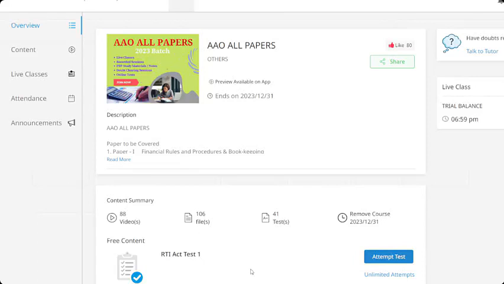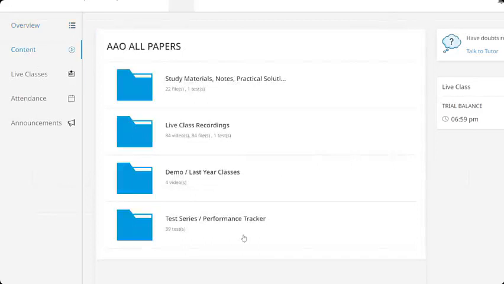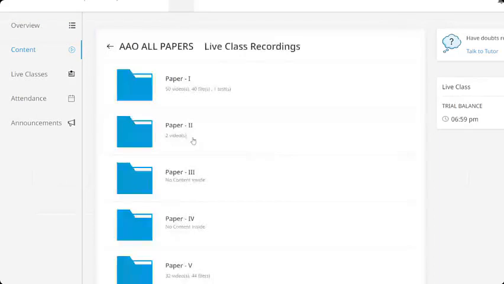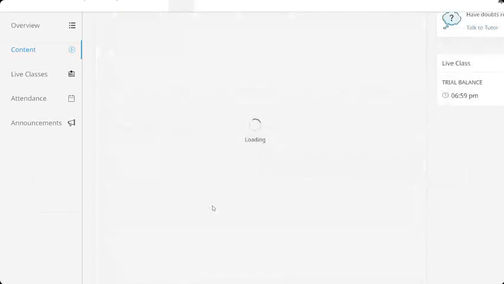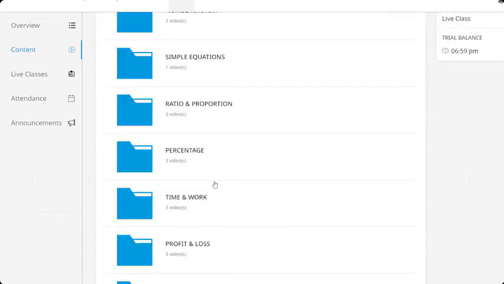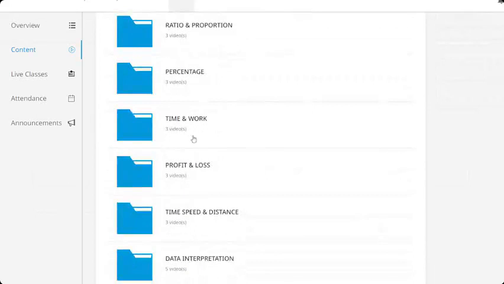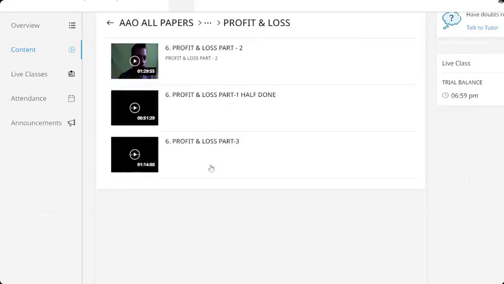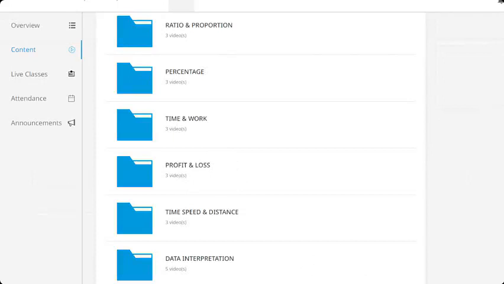From the course content, just go to course content and go to live class recordings. There you will see in paper 5, quantity aptitude, live class recordings. All the recorded classes are available here. So number system, ratio, time and work. Time and work was already done yesterday, and the next class will be on profit and loss. There are 3 practical recorded classes. Go through these classes.